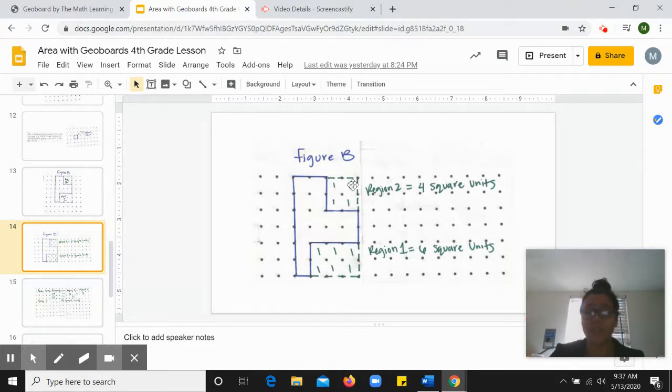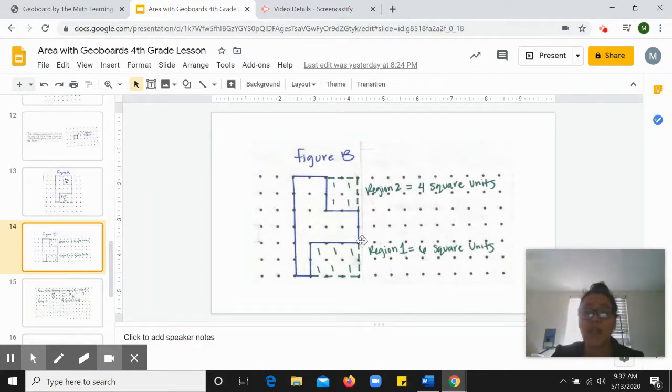We're going to do the same thing to region 2. We have 1, 2, 3, 4. In region 2, we have 4 square units. And if we wanted to just maybe check that, we can do length times width. So the width of region 2 is 1, 2 times its length would be 1, 2. 2 times 2 equals 4. We have 4 square units.